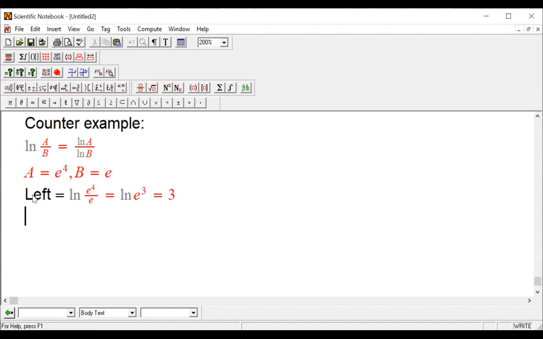The right-hand side is equal to, okay, this piece, ln e to the power 4 over ln e. And the top is 4, the bottom is 1. And that equals 4. The 3 doesn't equal 4, okay?